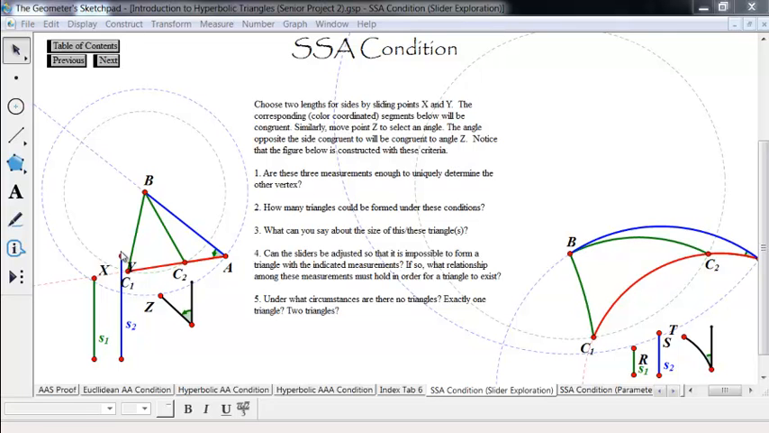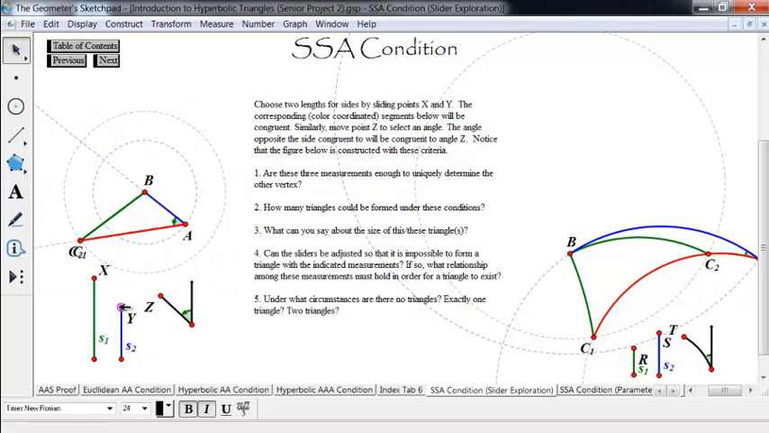Well, the next case we're going to look at here is the side-side angle condition. We're going to see what that tells us. Okay, so we're going to start with the exploration by sliders. Again, I'm using Wesley Clark's sketch here.